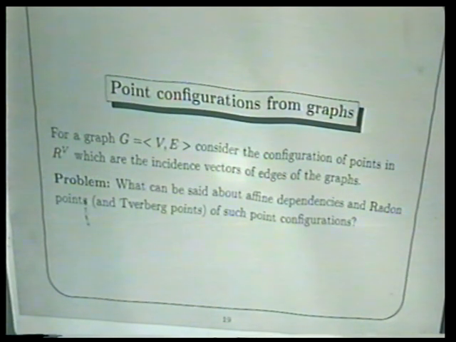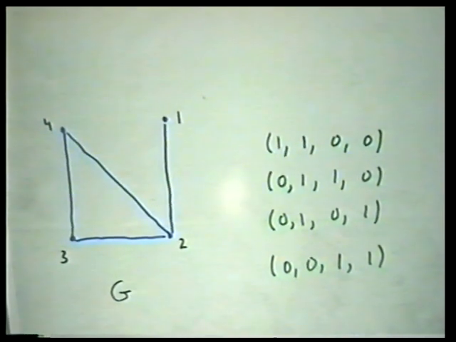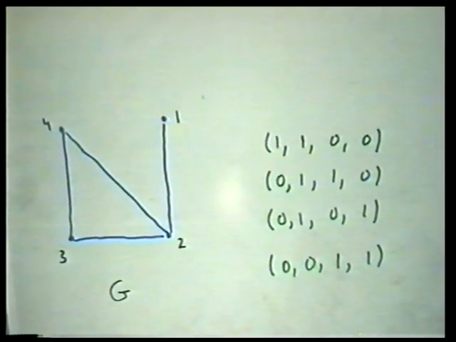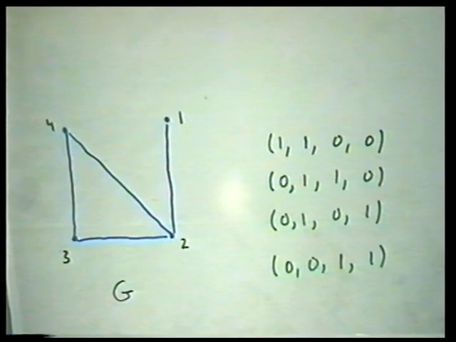Let me just explain to you what are the configurations which correspond to a graph. Here is a graph. It has 4 vertices, 1, 2, 3, 4, and 4 edges. And these are the incidence vectors. So 1, 1, 0, 0, 0, 1, 1, 0, and so on.